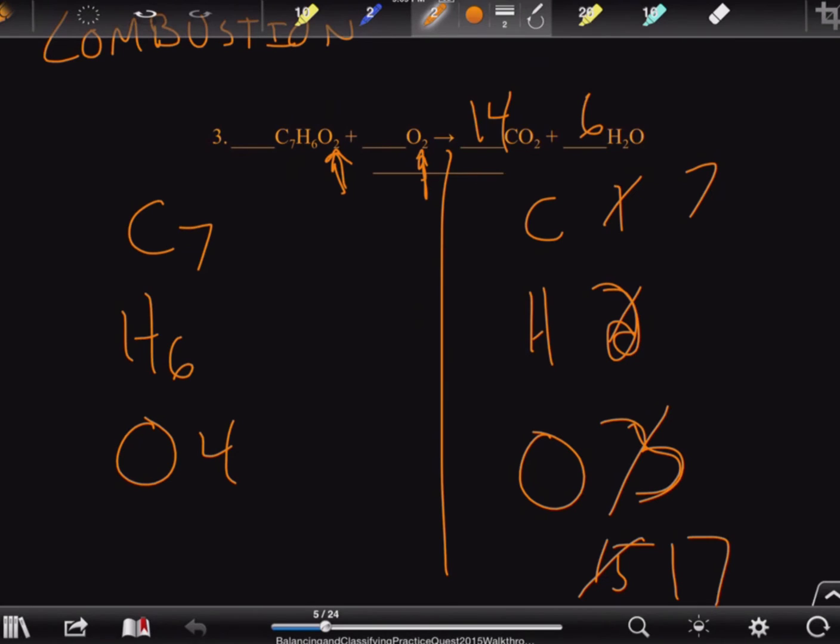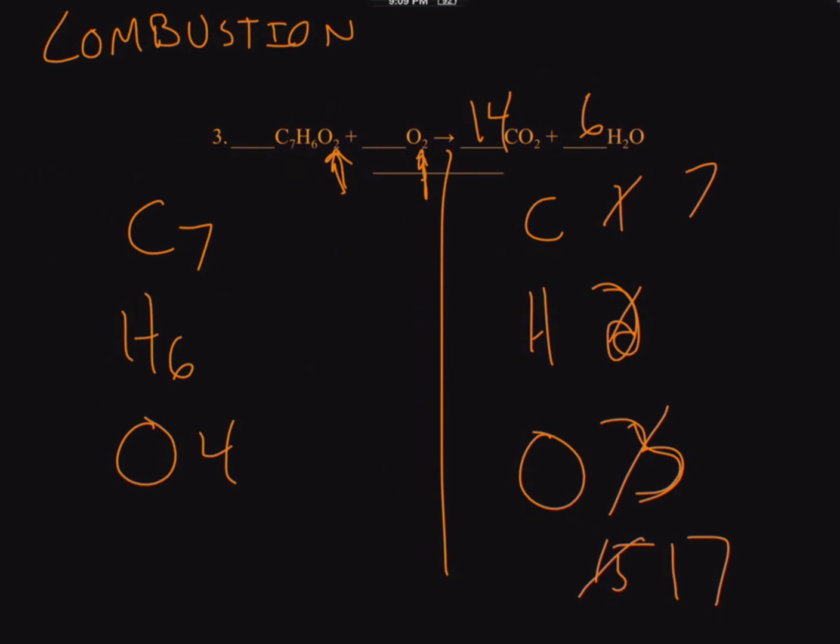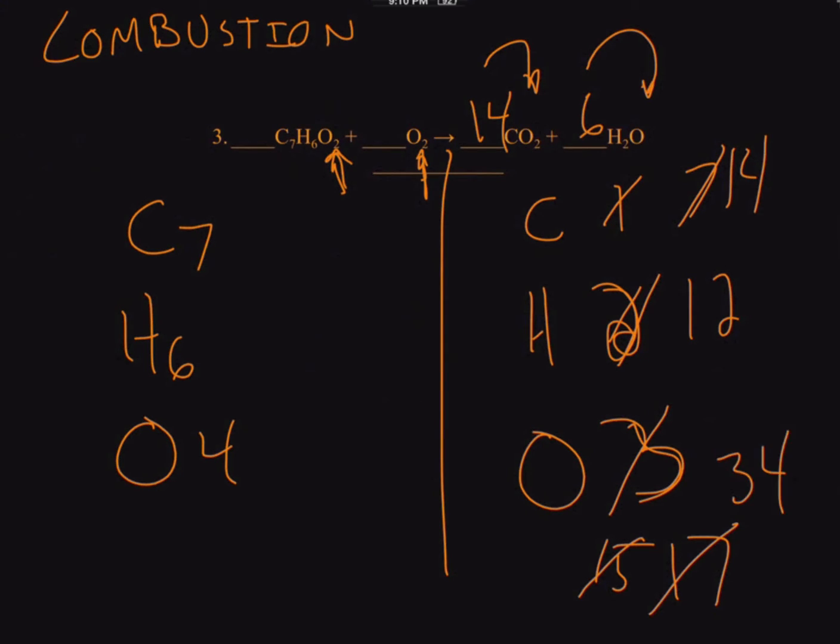Now I told you the numbers usually don't get up above 10, but sometimes they do. So in this case they're going to be above 10. So 14 CO2s gives me 14 carbons over here. 6 H2Os gives me 12 hydrogens. And then I've got 14 times O2 here, that's 28, plus 6 times oxygen is a total of 34 oxygens on the right side now.